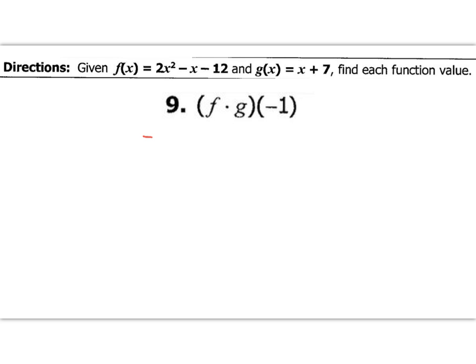All right, for number 9, what I want you to do is pause the video and attempt to do it on your own. We've got f times g of negative 1. So you're going to use the product of f of negative 1 times g of negative 1. I want you to try to do this on your own. When you unpause the video, the answer will be written on here so you can check your work. So go ahead and pause the video now and get started.